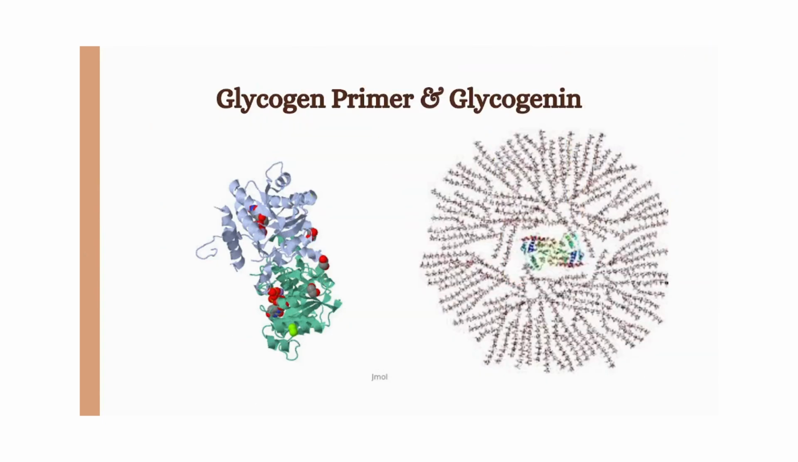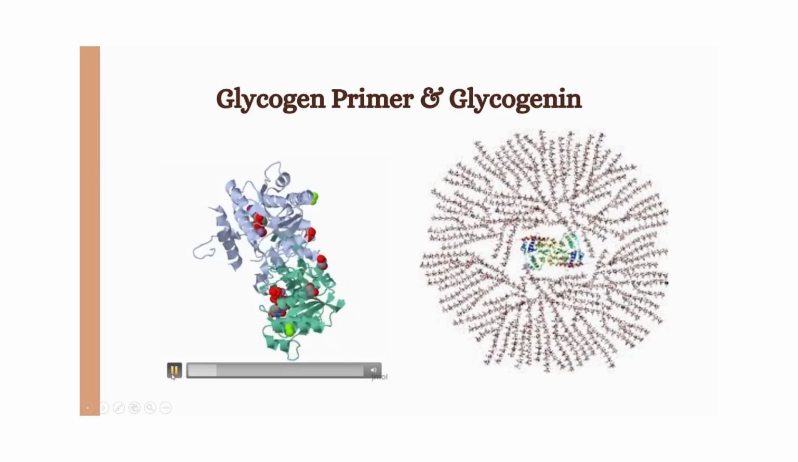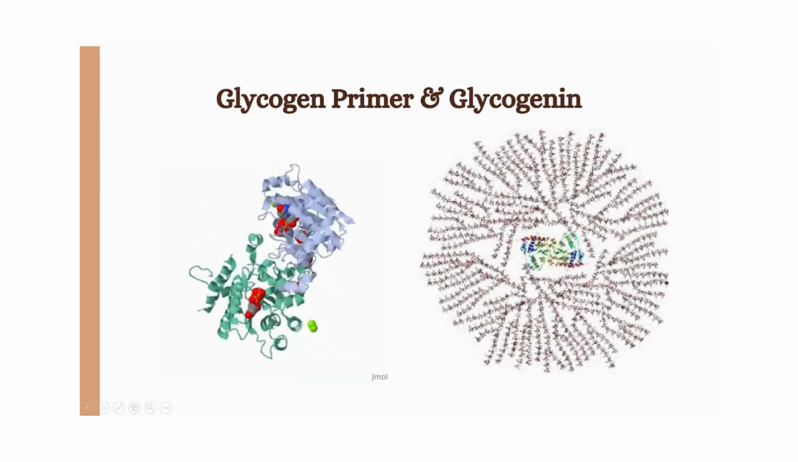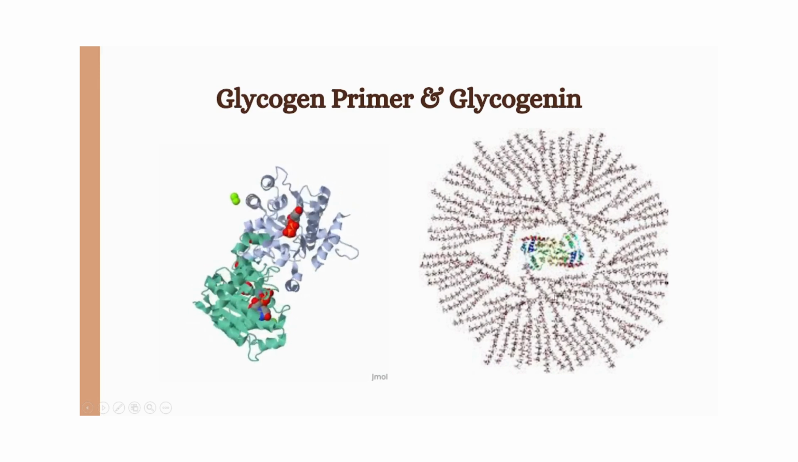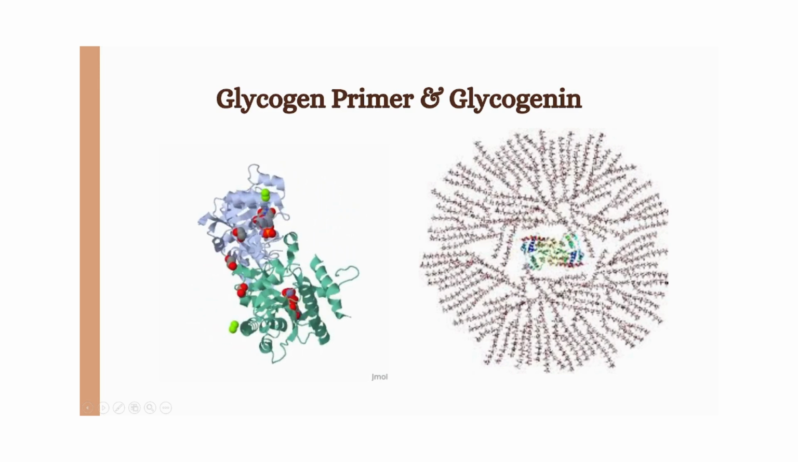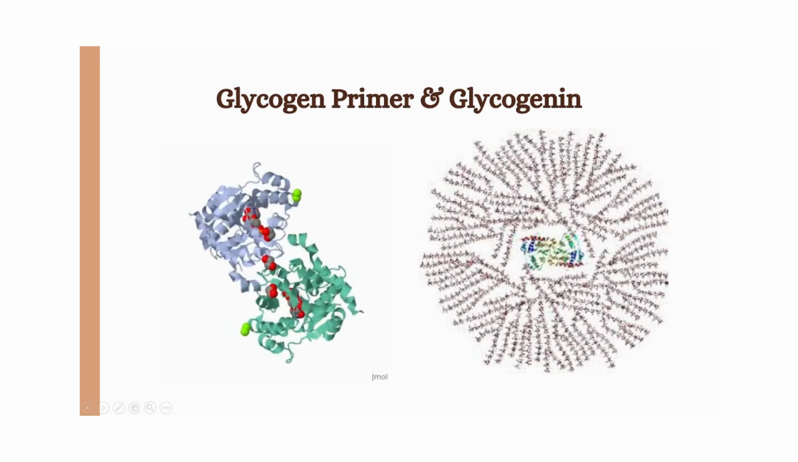This short video illustrates the 3-dimensional structure of glycogen, and this is a whole molecule of glycogen. This glycogenin or the glycogen primer is in the center of the molecule. And this glycogen molecule is most likely from a muscle glycogen.